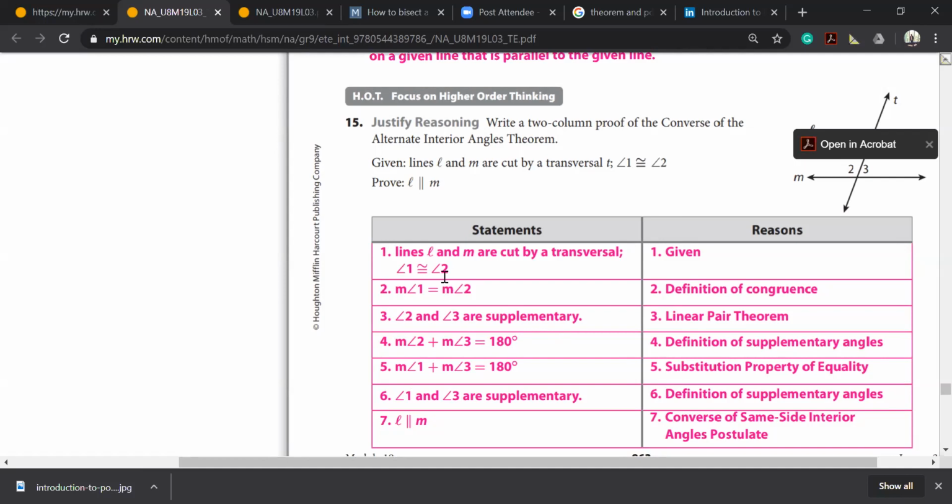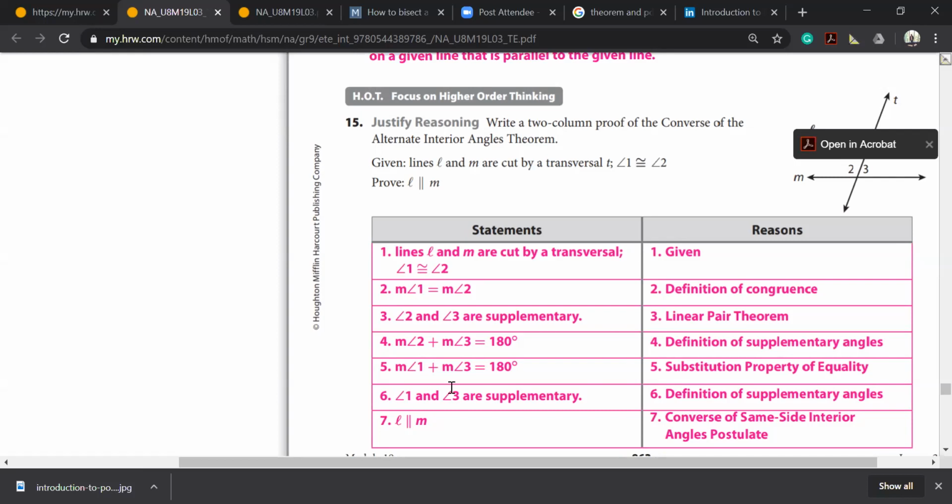And from number 2, didn't we say that angle 1 is equal to angle 2? Well, we can remove angle 1 from here and put angle 2 instead. The opposite, sorry. Here it was 2 plus 3, right? So we can remove 2 from here and put 1 instead. So this is what we did. The measure angle 1 plus measure angle 3 is 180, using the substitution property of equality.